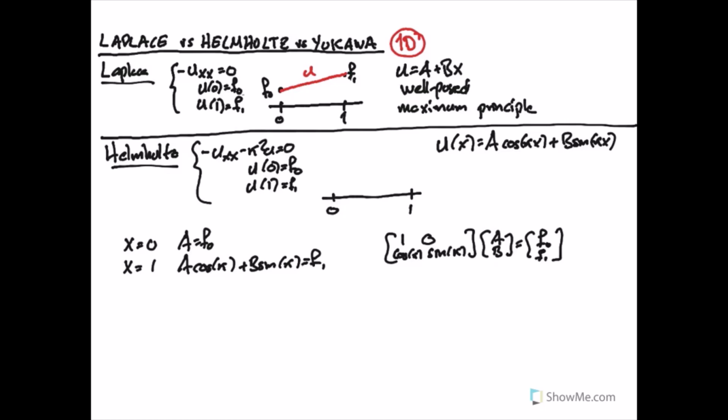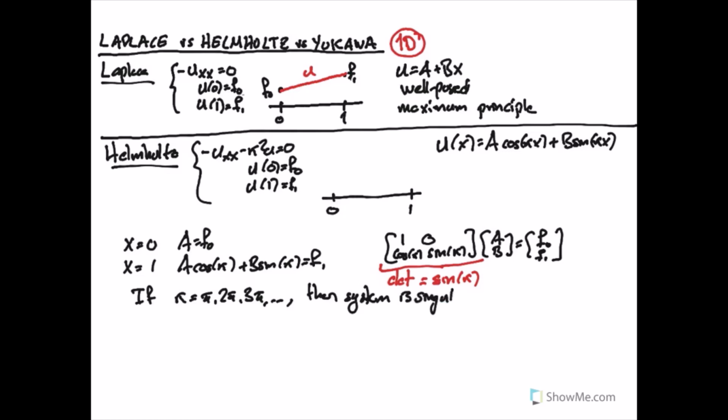Now, the interesting thing is the determinant of this little matrix, which is sine of kappa. If kappa, to be precise, is equal to pi, 2 pi, 3 pi, and so on, then the system is singular. The solution is never unique, and there are sometimes no solutions.